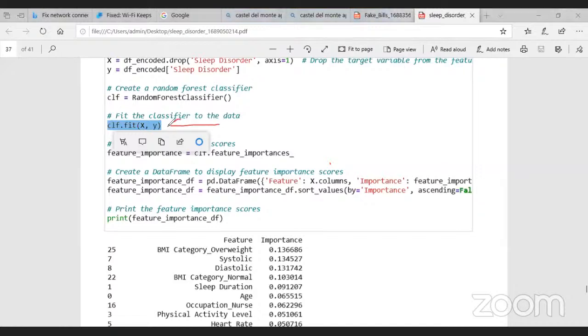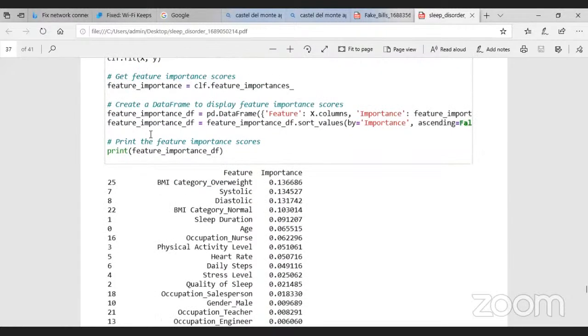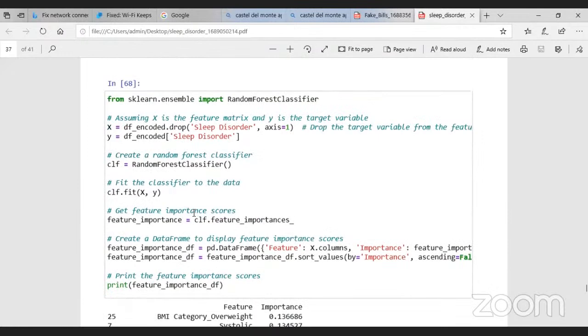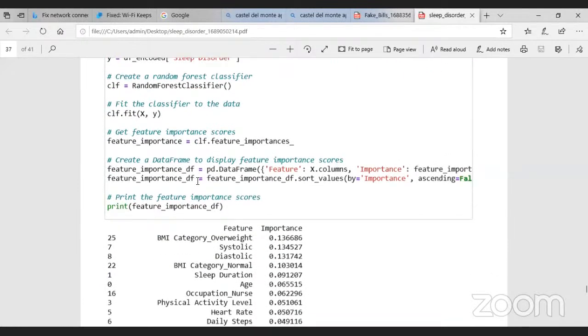For this stage, once I say CLF, because CLF is equal to random forest, and then I will say fit. Once I say fit, and X and Y, it will start the training, guys. Once you start the training, the model will be done. So we can do a prediction directly.